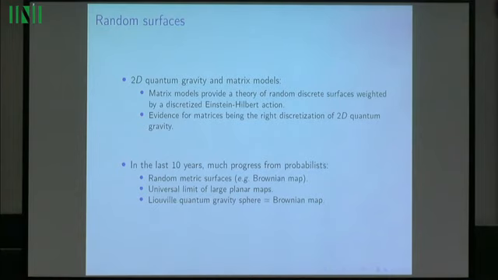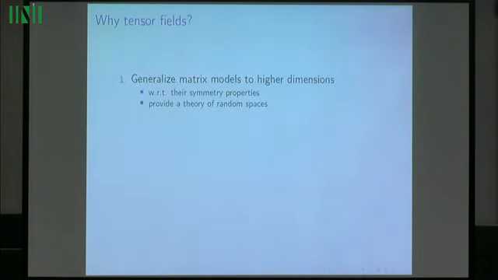So the aim is to try to see what we can do in higher dimensions. I would say more generally the main motivation for random tensors is that they generalize random matrices in two ways. First with respect to symmetry properties, and I will come back to this in the next slide. And also because, as matrices do, they provide a theory of random spaces. For matrices it's random surfaces, and here it will be random D-dimensional spaces. I'll also come back to this in a minute.